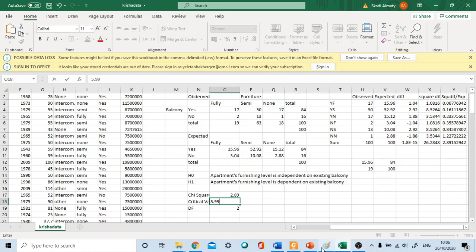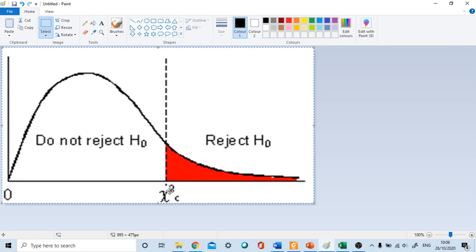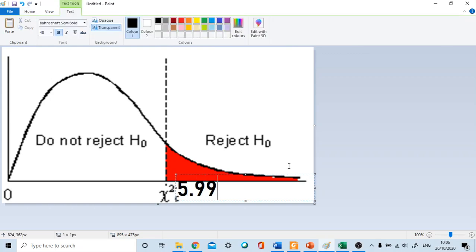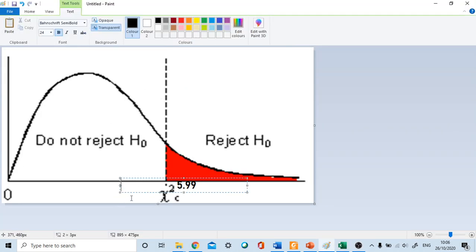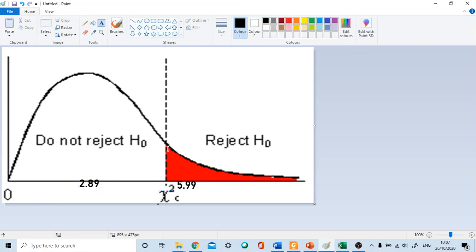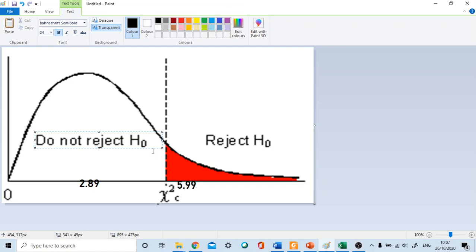Okay, let's come to paint. Our critical value is 5.99. But where does my value lie? My value is equal to 2.89, somewhere here. As my value lies in this direction, I don't reject hypothesis 0. Don't reject hypothesis 0.